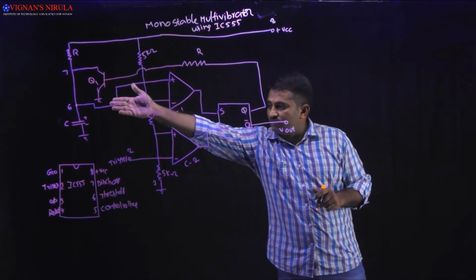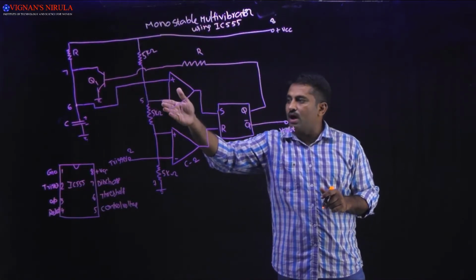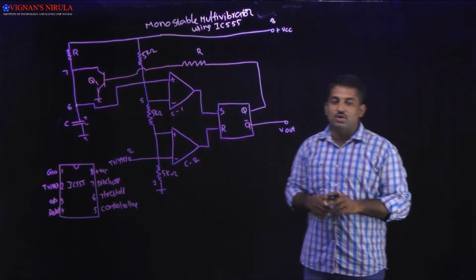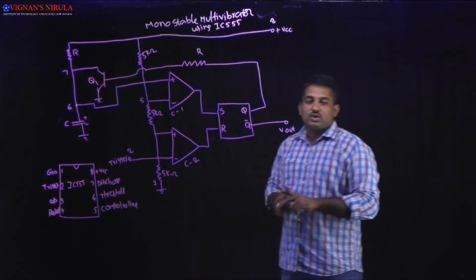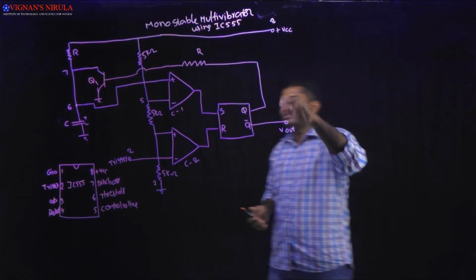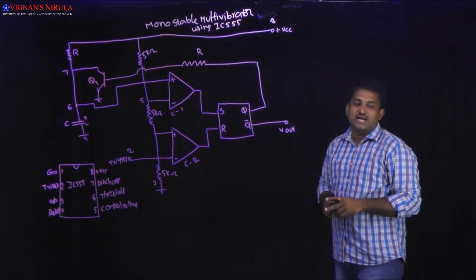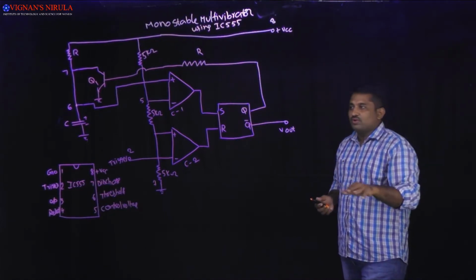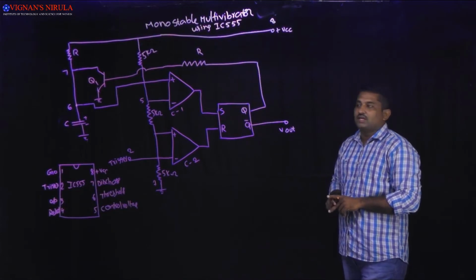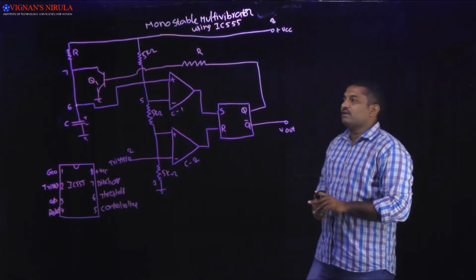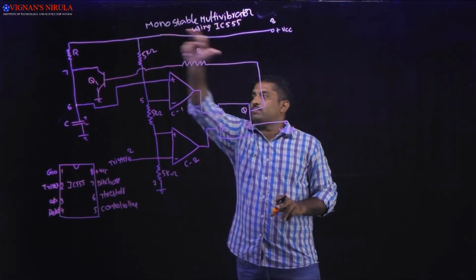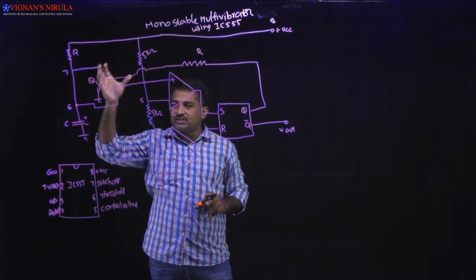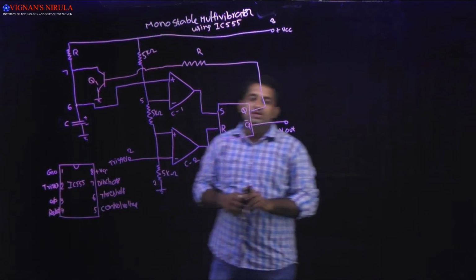But what happens if the capacitor is discharged? Then obviously the threshold voltage is lower than the control voltage, so S is equal to 0, and we get Q equal to 0. Once Q is equal to 0, what happens to the Q1 transistor? Immediately the Q1 transistor will be cut off. Then the capacitor will charge through R. The time duration for charging the capacitor always depends upon R and C.